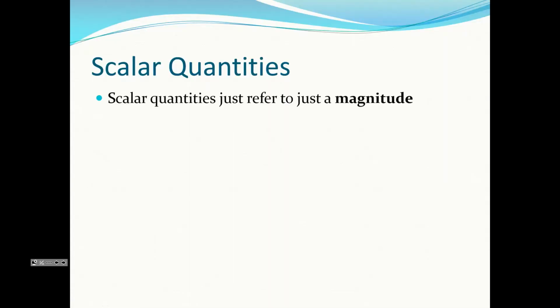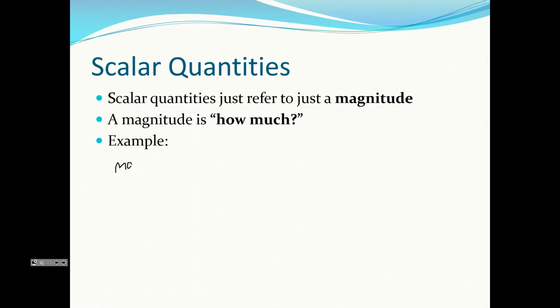So this you've done before. In Science 10, scalar quantities referred to just magnitude, meaning how much. An example of something that would be just a magnitude would be mass. Mass is a scalar quantity, right? Because you can say that you're 10 kilograms, but you wouldn't say 10 kilograms to the left. It doesn't have direction, it just has magnitude.